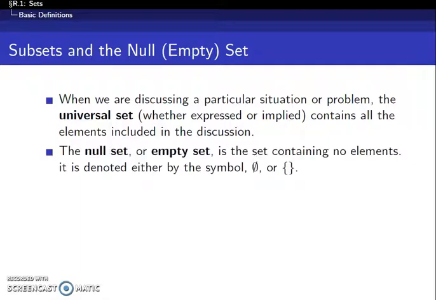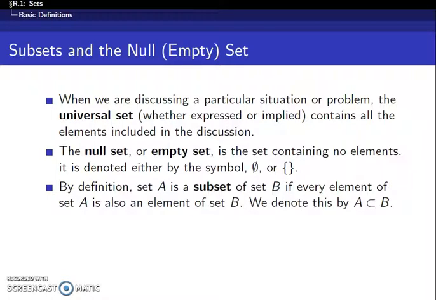The null set or empty set is a set containing no elements. It's denoted either by the symbol, the 0 with the little strike through it here, or you can just have the set braces with nothing inside of them. So that represents the empty or the null set, which is just the set that contains no elements.